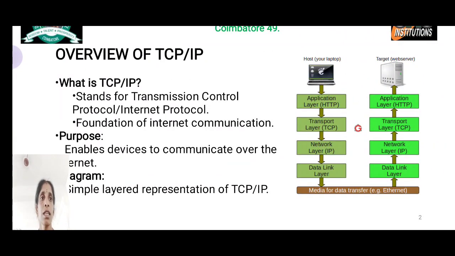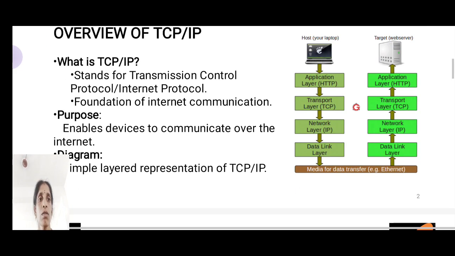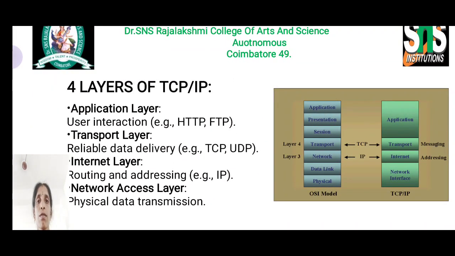In this architecture, from host, that means from source to destination, we see how the data or packet can travel from one node to another node. There are four layers. In the application layer, the main purpose is user interaction, which uses either HTTP or FTP protocols. The transport layer provides reliable data transmission. That means it confirms whether the packets are delivered securely or not, and it uses the TCP and UDP protocols.